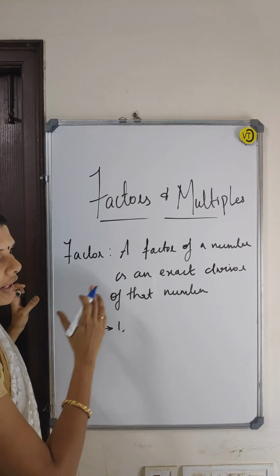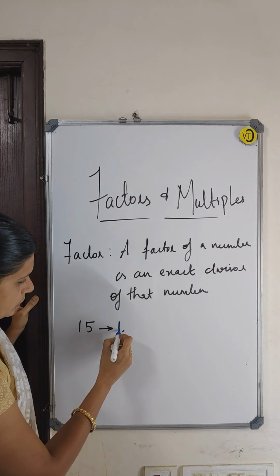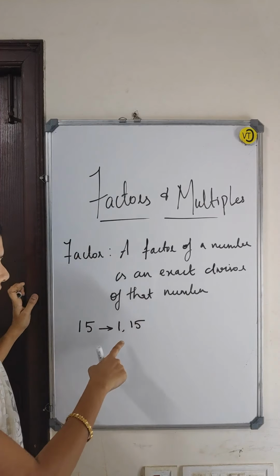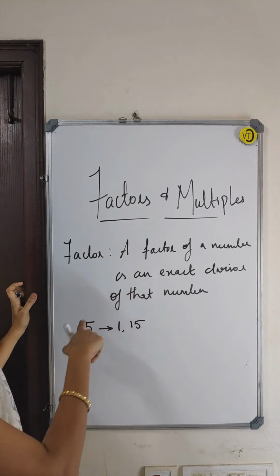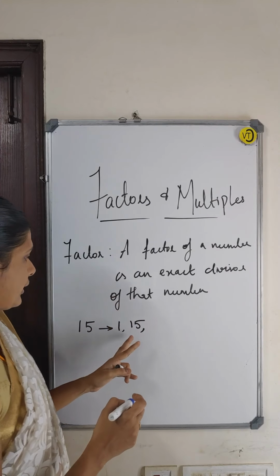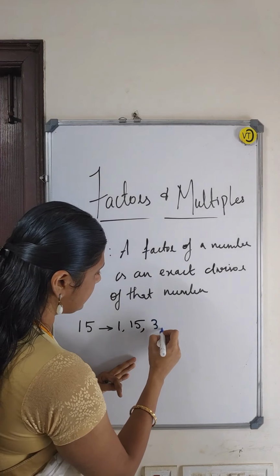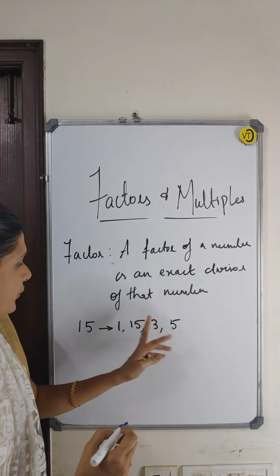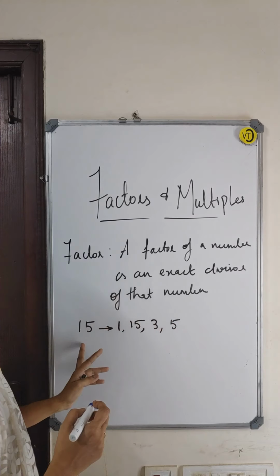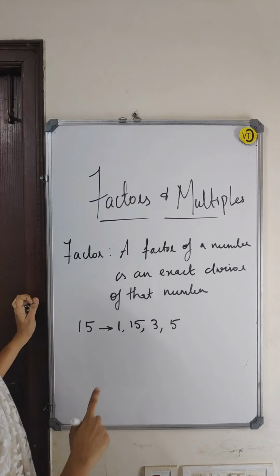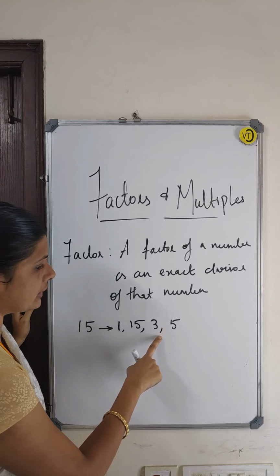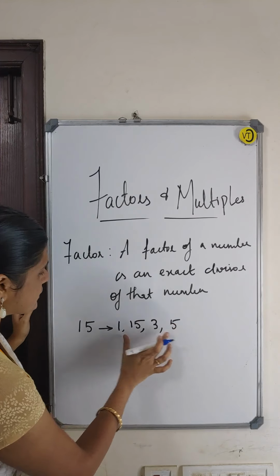So what are the factors of 15? 1 and 15. Compulsorily the 15 will come. In the one table you see, 15 will come. 15 into 1 is equal to 15. 1 into 15 is equal to 15. Okay, fine. In the 2 table, will 15 come? No. 3 table? Yes, it will come. 3 into 5 is 15. So 3 is a factor of 15 and 5 is also a factor of 15. The 6 table, 7 table, no, it will not come. So 1, 15, 3, 5. These are all the factors of 15.